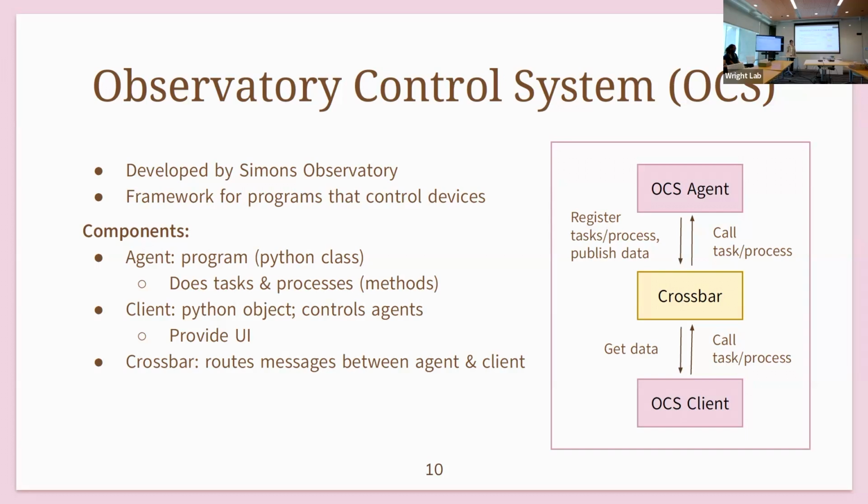And then the client is a separate Python object running completely in a separate program. And it is able to connect to the agents and control them by calling on their tasks and processes. The client essentially acts as the user interface to interact with the agent. And then we have crossbar, which routes messages in between the agent and the client. And on the right, I have a diagram of how, when the client calls a task or process, this message is routed through crossbar. And when the agent executes the task and publishes data, it routes through the crossbar as well.